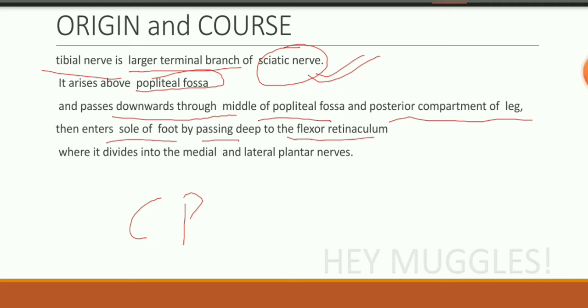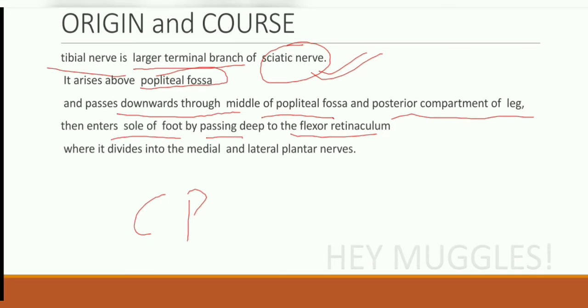What is the flexor retinaculum? Basically a fibrous flexor sheath which extends from your medial malleolus to attach to the medial surface of your calcaneum bone, right? And it binds the tendons of your deep muscles of the back of the leg. It is basically keeping all the tendons of your deep muscles of the leg in position. There are tendons which pass deep to this structure. We'll discuss the flexor retinaculum of the leg in detail in a separate video.